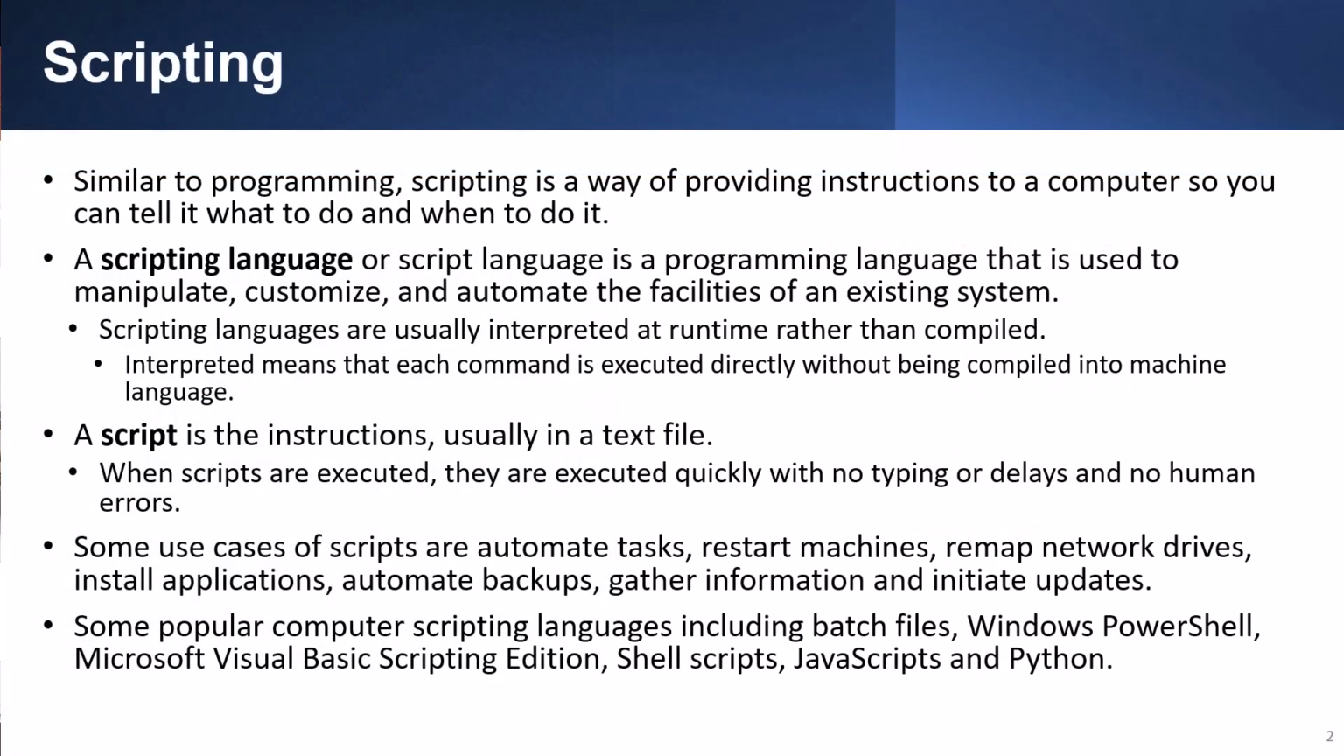Similar to programming, scripting is a way of providing instructions to a computer so that it can tell it what to do and when to do it. A scripting language or script language is a programming language that is used to manipulate, customize, and automate the facilities of an existing system. Scripting languages are usually interpreted at runtime rather than compiled. Interpreted means that each command is executed directly without being compiled into machine language.